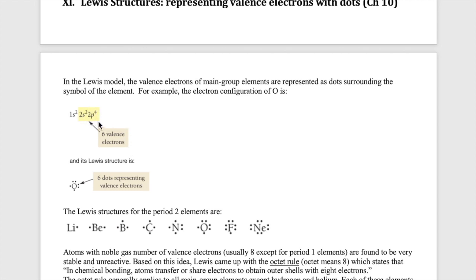The easy way to remember how to count valence electrons is just to look at the element group number. Oxygen is group 6A, so it's going to have 6 valence electrons. And the way you draw that is you put the 6 dots around the symbol for oxygen. Lithium has 1 valence electron, so it's just written this way. Fluorine has 7 valence electrons, so it's going to be drawn this way.